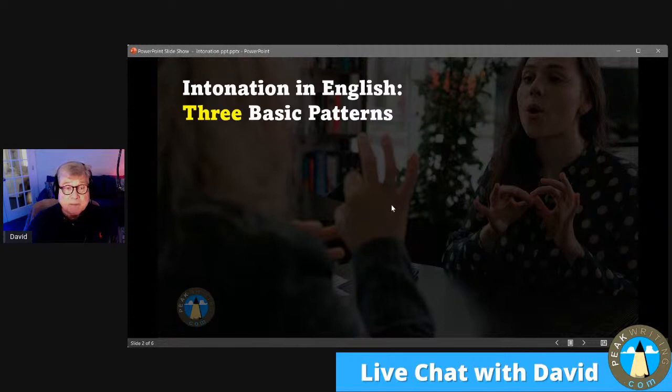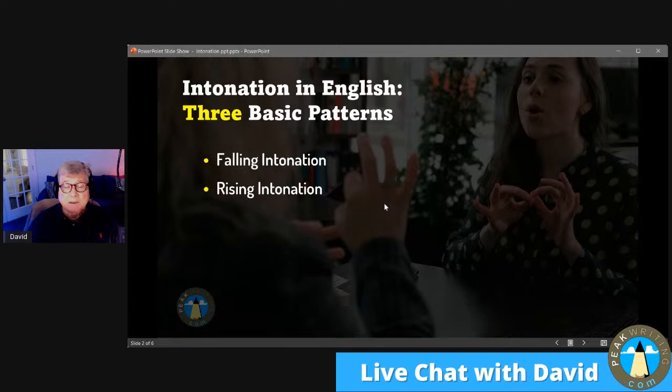Intonation patterns. The three basic patterns are the falling intonation, where your voice, your pitch falls at the end of the statement. The rising intonation, just the opposite. Your pitch or voice goes up at the end of the statement. And then what's called the non-final intonation, which is a rising and followed by a falling pattern.